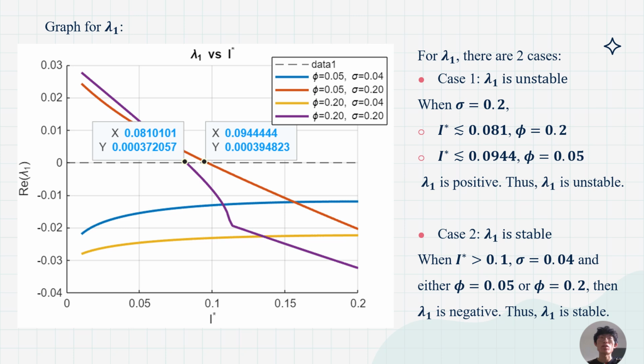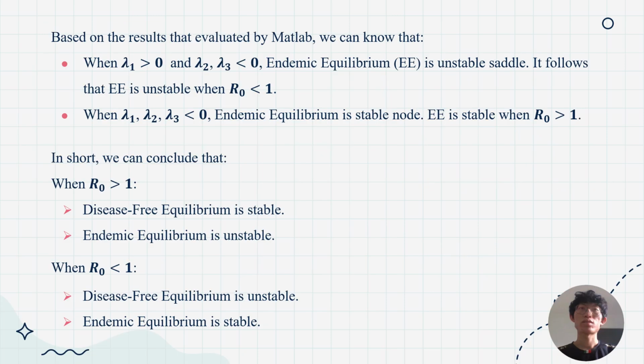For the graph for lambda 1, we know that there are 2 cases, with lambda 1 larger than 0 and lambda 1 lower than 0. Hence, we can conclude that when R0 is larger than 1, the DFE is unstable while the EE is stable. And when R0 is less than 1, the DFE is stable and the EE is unstable. Now I will pass to my teammate for the next part.